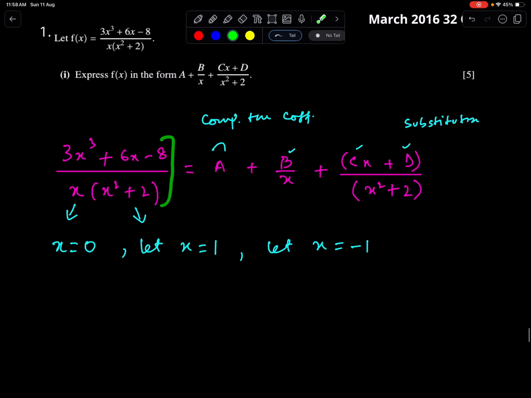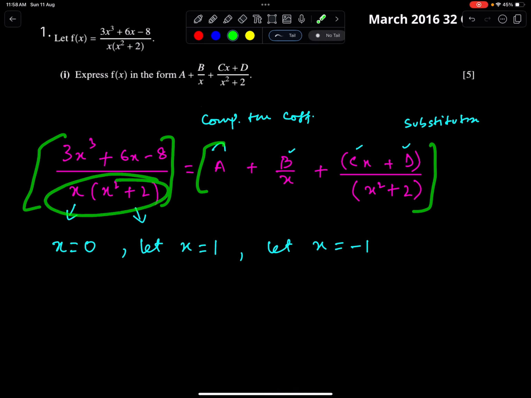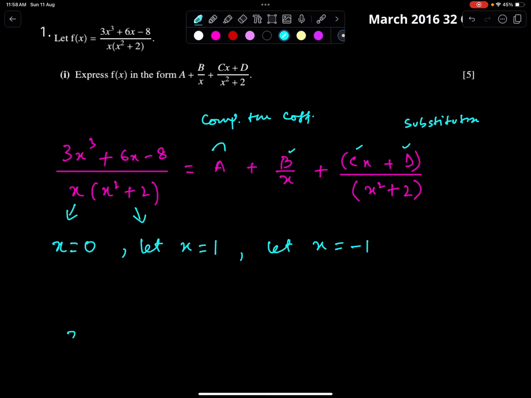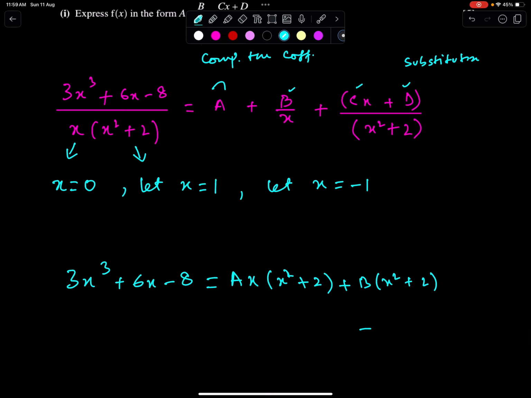Now, by multiplying both sides of this equation with this denominator, we have 3x cubed plus 6x minus 8 on the left side. On the right side, we have a times (x squared plus 2), then b times (x squared plus 2), and c times x plus d times x.